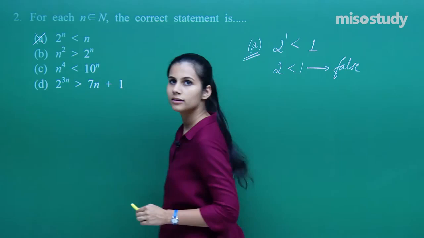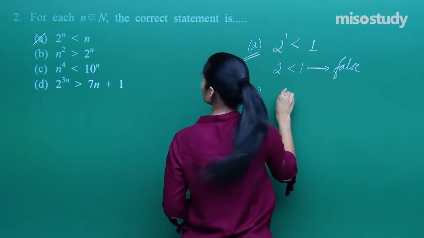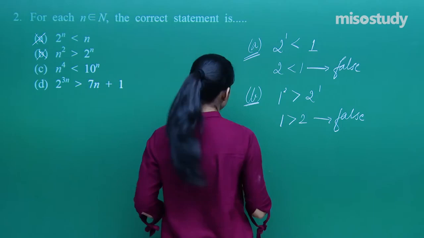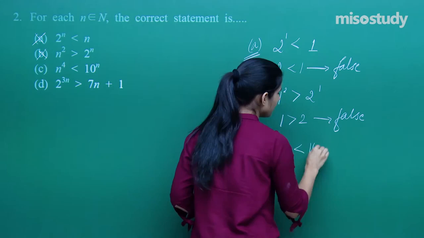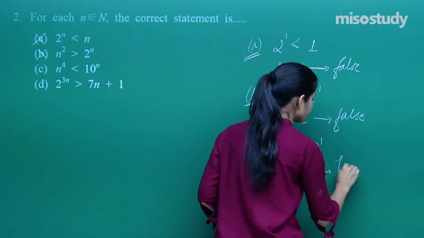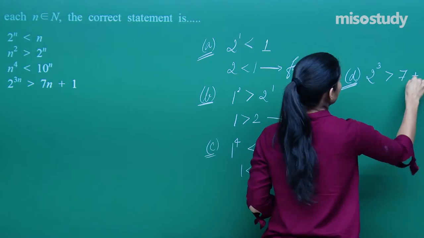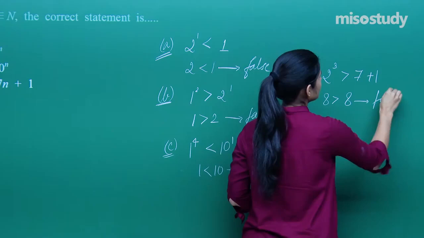Talking about the next statement, n square, so 1 square is greater than 2 to the power 1, that is 1 is greater than 2. This is again false. Clearly, this is not the statement which is true for every n in N. Then it is C, n to the power 4 is less than 10 to the power n. For n equals 1, I'm checking. Yes, 1 is less than 10, this is true. If I talk about the next statement, D, it is 2 to the power 3n, so 2 to the power 3 into 1 is 3, is greater than 7 into 1 plus 1. 8 is greater than 8, again it is false. So clearly this is also not true.